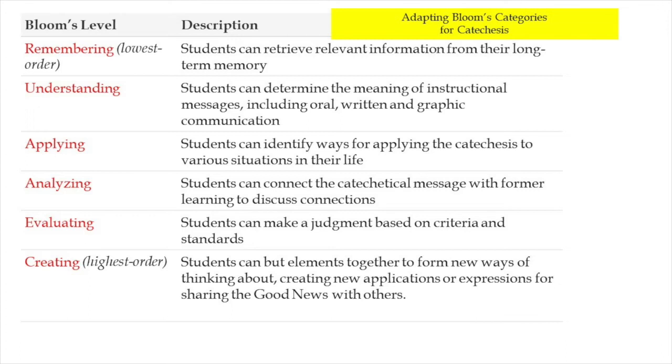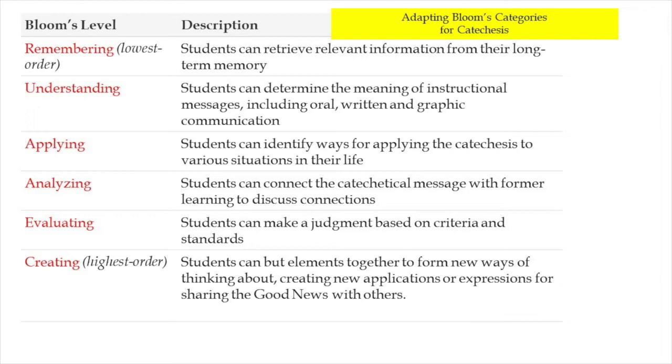Remembering, students can retrieve relevant information from their long-term memory. Understanding, students can determine the meaning of instructional messages, including oral, written, and graphic artistic communication. Applying, students can identify ways for applying the catechesis to various stations in their life. Analyzing, students can connect the catechetical message with former learning to discuss connections.